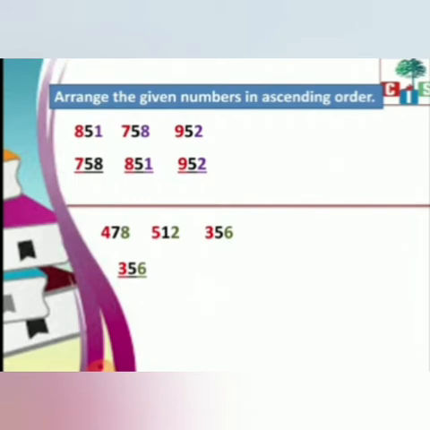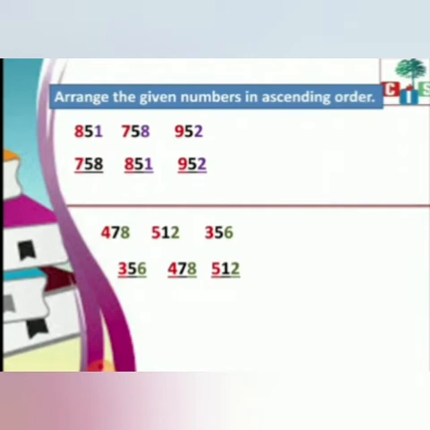Now we have to find the smaller number. So the two numbers which are left, we have to find from that. Here it is 478 and here it is 512. So which is the smaller number? 478. Now the biggest number will be left because we have written 356. We have also written 478. The number which is left is 512. That's the correct answer.